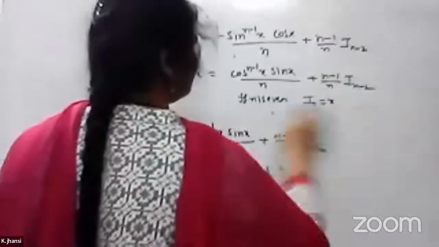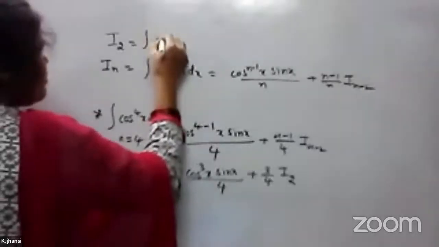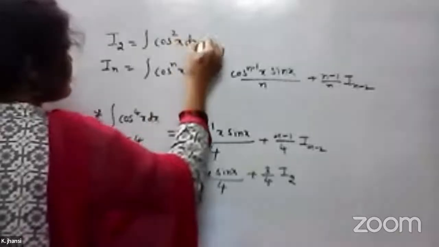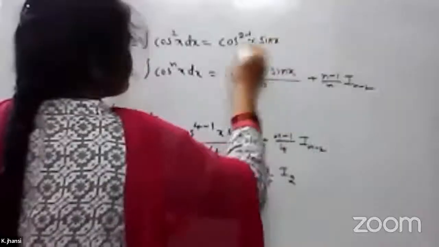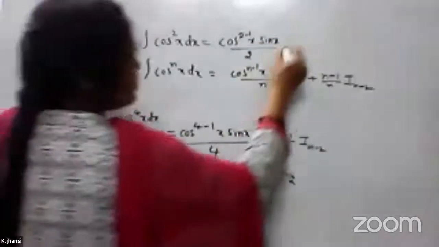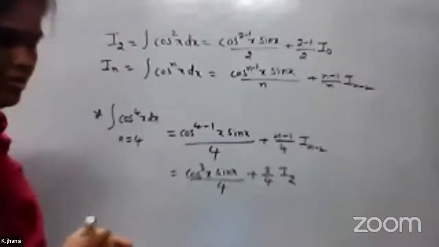So I2 means again substitute in this formula. So I2 equals integration of cos^2 x dx. So it is equal to cos^(2-1) x sin x by 2 plus (2 minus 1) by 2 I0. Okay.